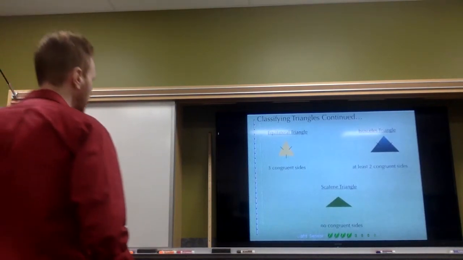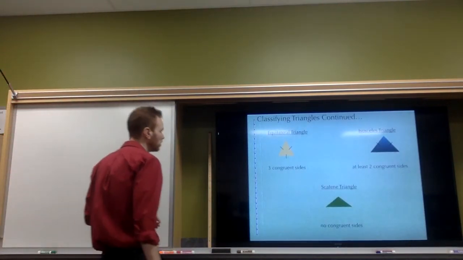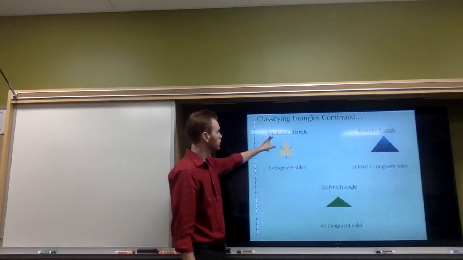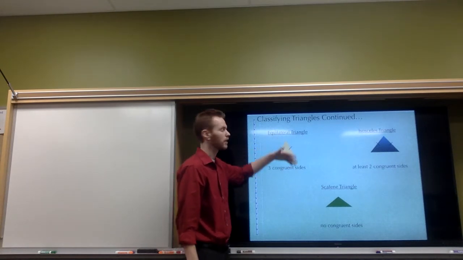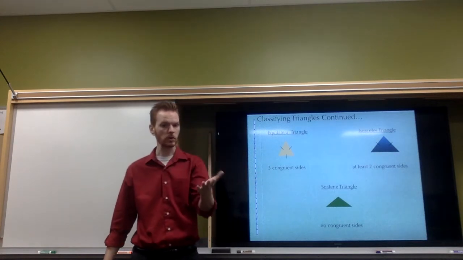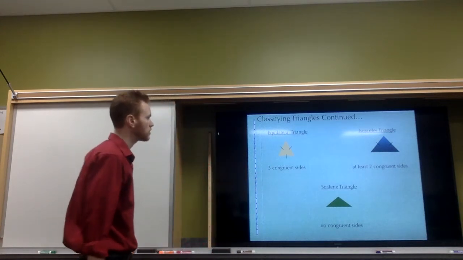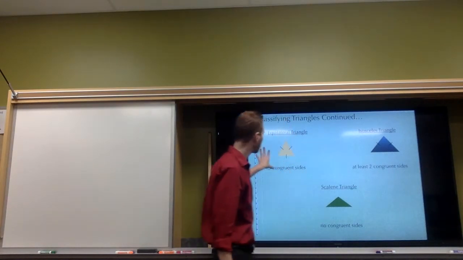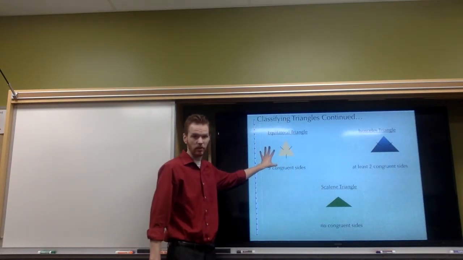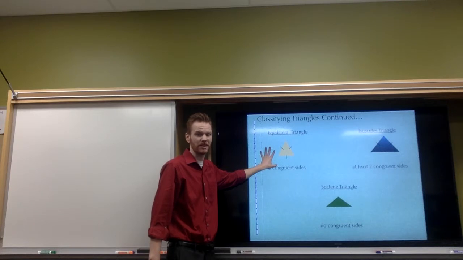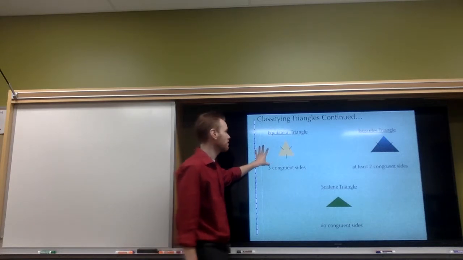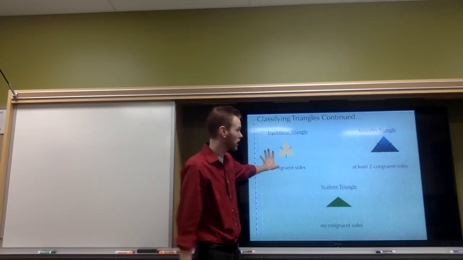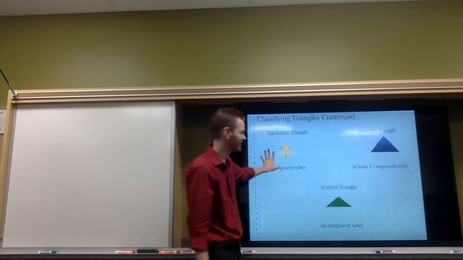Okay, let's go to sides. An equilateral triangle has three congruent sides. Once again, break the word down. Equal, you can hear in it. Lateral means side, so equal sides. An isosceles triangle has at least two congruent sides. You could claim that this is an isosceles triangle because it has two congruent sides, right? So you can make the statement that all equilateral triangles are isosceles. You could go into that logic if you like.